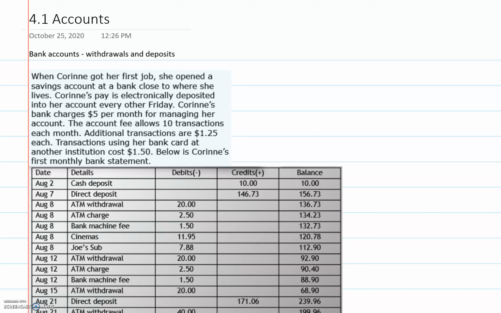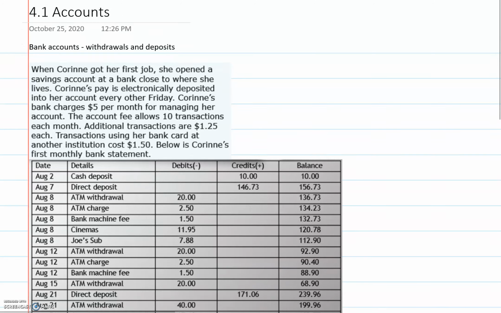So this is looking at bank accounts and what the account statement might look like, as well as basically some reading of the account.